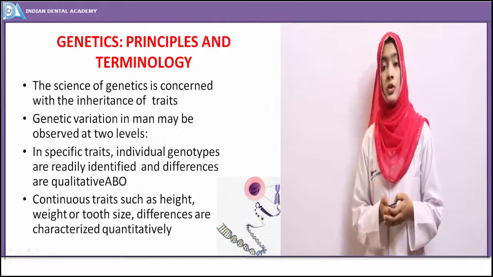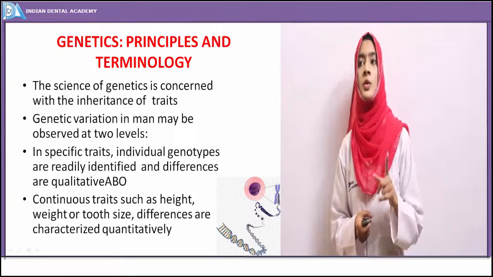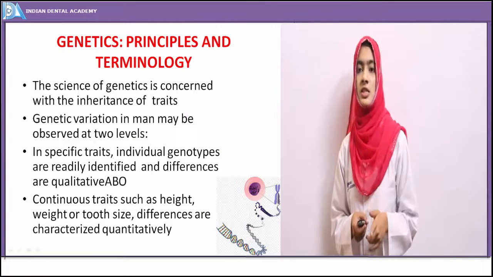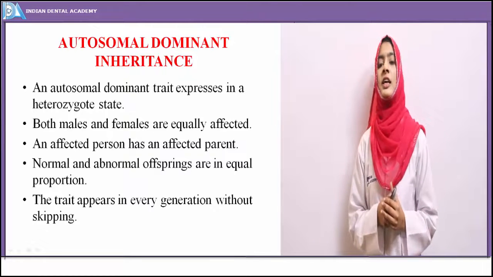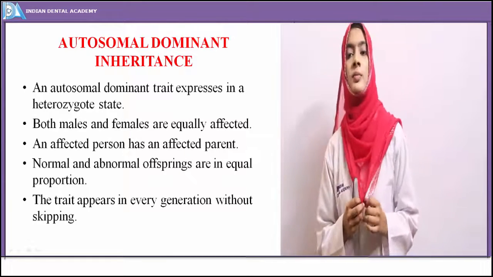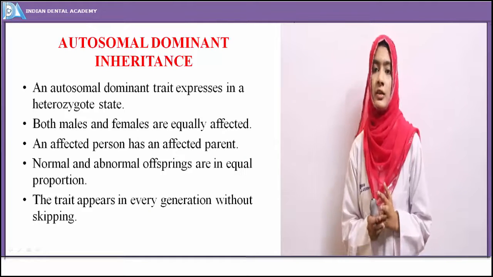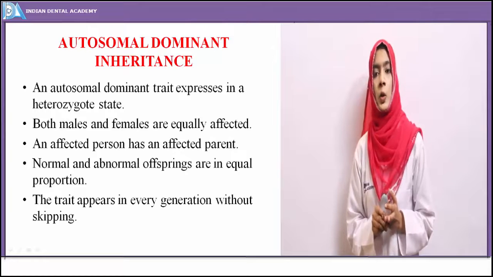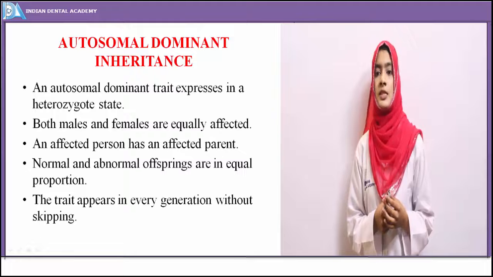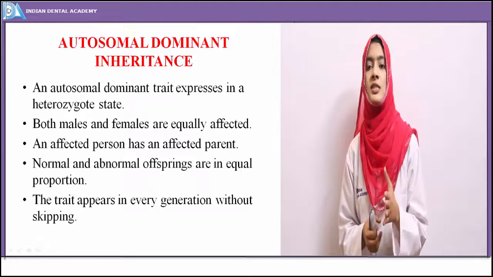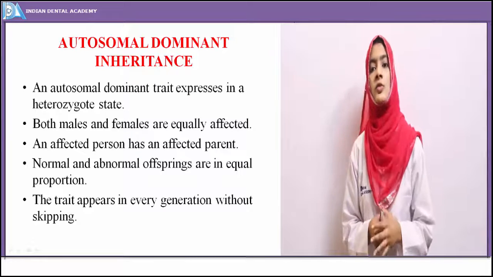Okay, we'll see the mode of inheritance. As I have already discussed, if a single copy of a mutated gene is responsible for causing disease in the individual, it is known as the autosomal dominant mode of inheritance. So autosomal dominant inheritance is mostly seen in the heterozygous state individual. Okay, here both the males and females are affected equally, and the affected person definitely has an affected parent, and only a single gene from an affected parent is responsible for causing the disease.